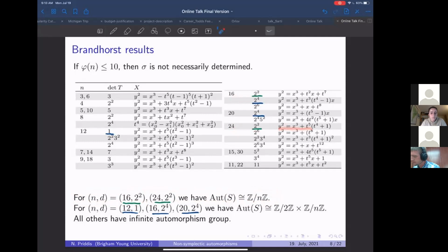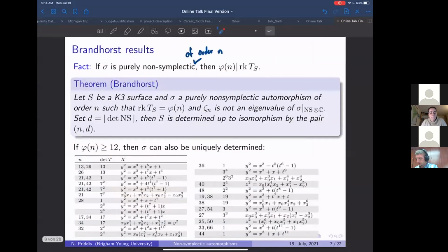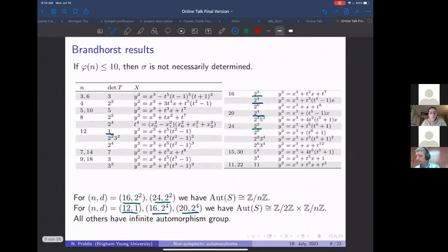And I should say also, in these tables, what I've given here is some way to describe S, the K3 surface. So most of these are what's called an elliptic surface, and I'll talk about that in a minute. I didn't give the automorphism in this table though.